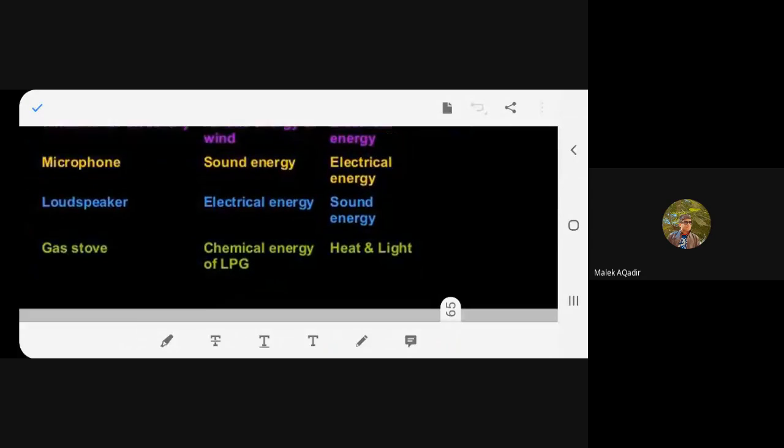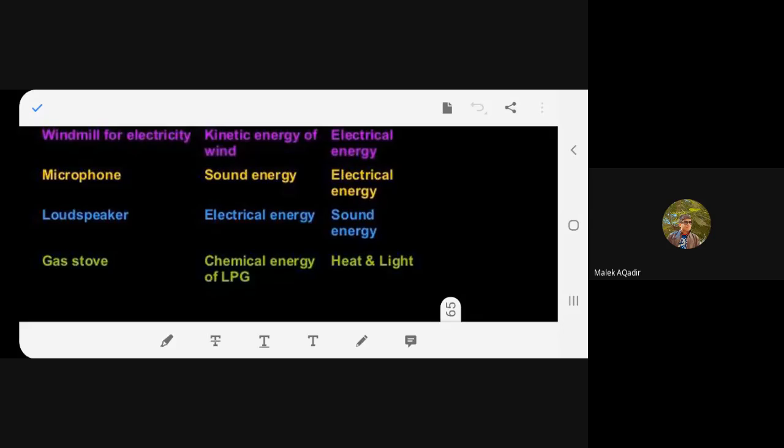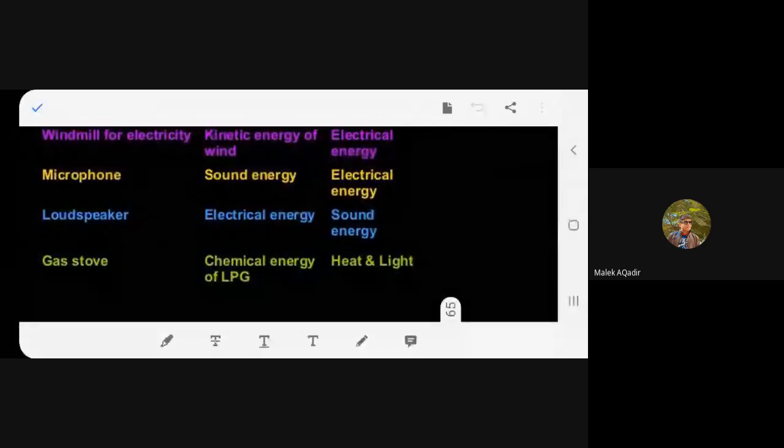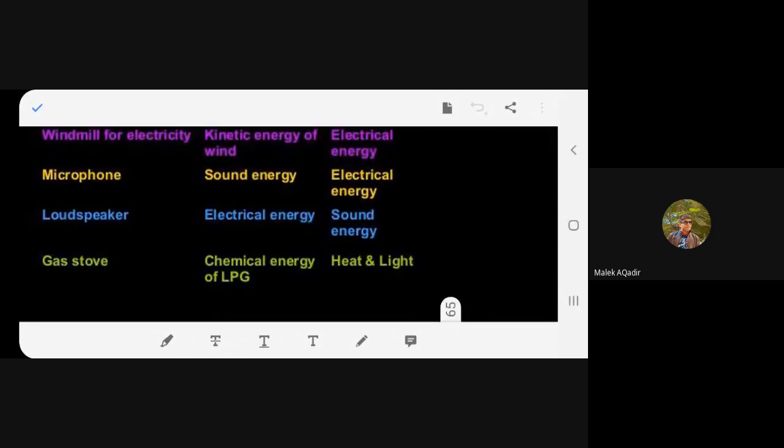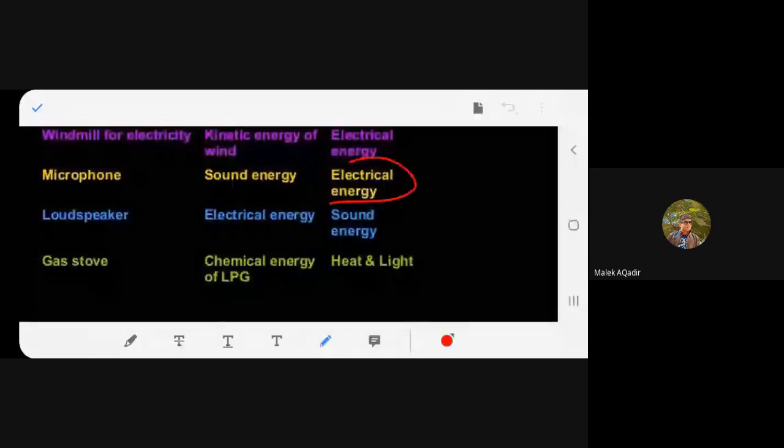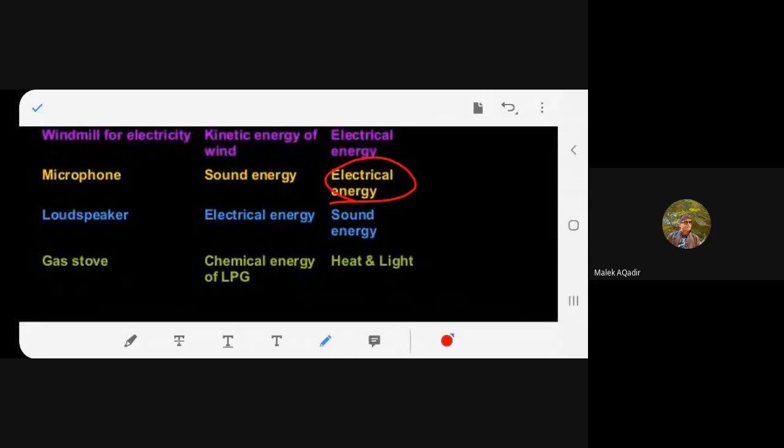Next we have the microphone. In the telephone, you have a microphone. So what are you doing? Your sound energy gets converted into electrical energy. And that electrical energy gets converted back into sound energy when it is received at the other end. Got it? Vice versa.